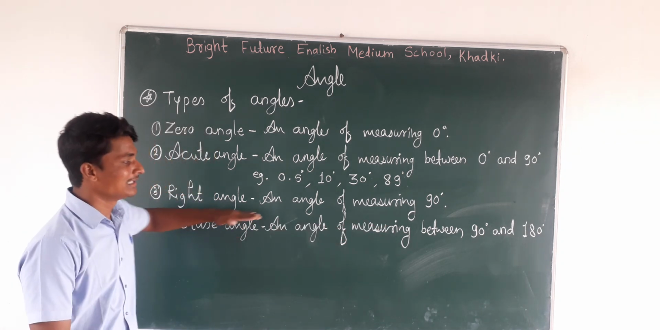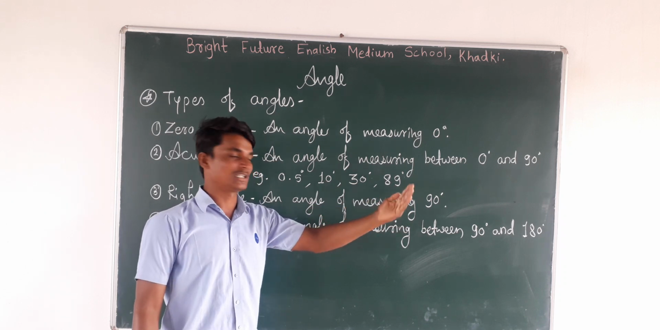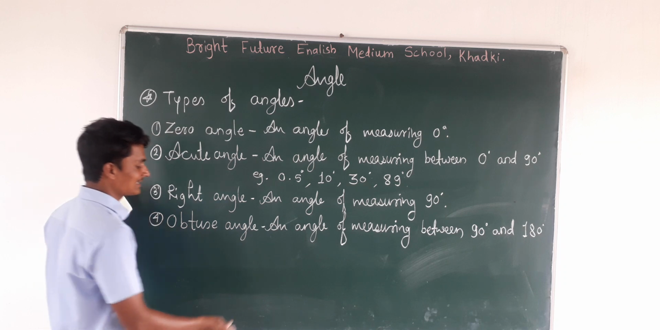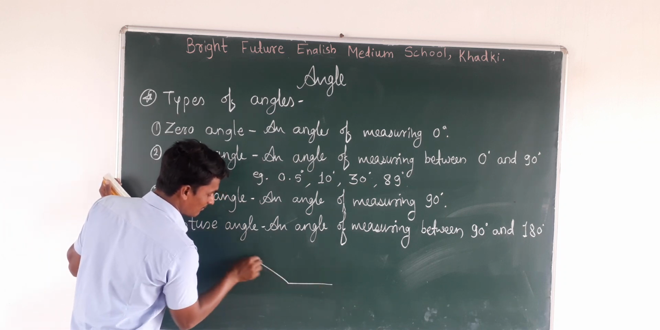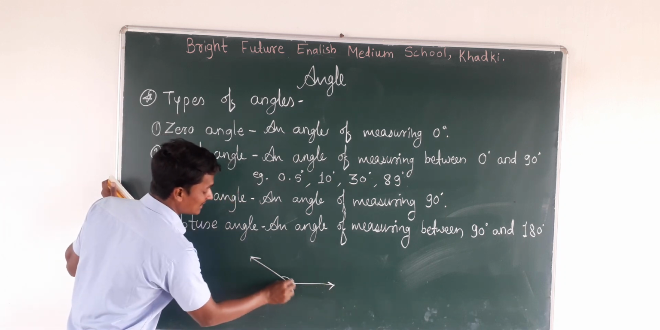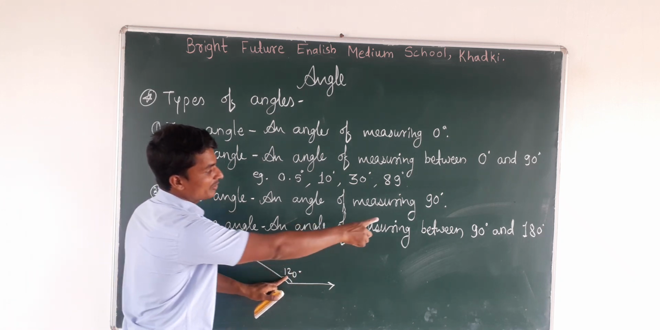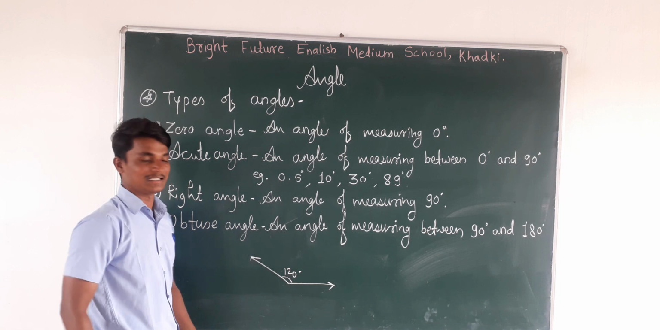मतलब ऐसा एंगल जिस एंगल का मेजरमेंट 90 से बड़ा होता है और 180 से छोटा होता है, उसे क्या कहते हैं? Obtuse angle. For example, an angle is like this. By diagram से हमने देखा, अगर इसका मेजरमेंट suppose 120 है, so 120, this number comes between 90 and 180, so this is called an obtuse angle.